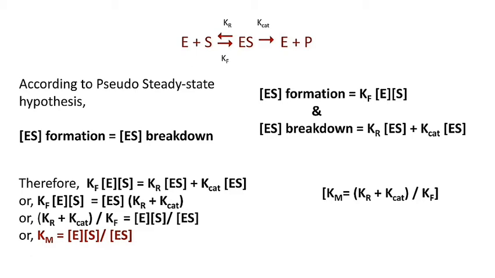Now from the pseudo steady state hypothesis, that is ES formation equals ES breakdown, we can say that Kf into E into S equals Kr into ES plus Kcat into ES. If we equate them out, then we will find that (Kr plus Kcat) by Kf equals E into S by ES. Now this (Kr plus Kcat) by Kf is also known as Km, that is the Michaelis constant. So we can say that Km equals E into S by ES.